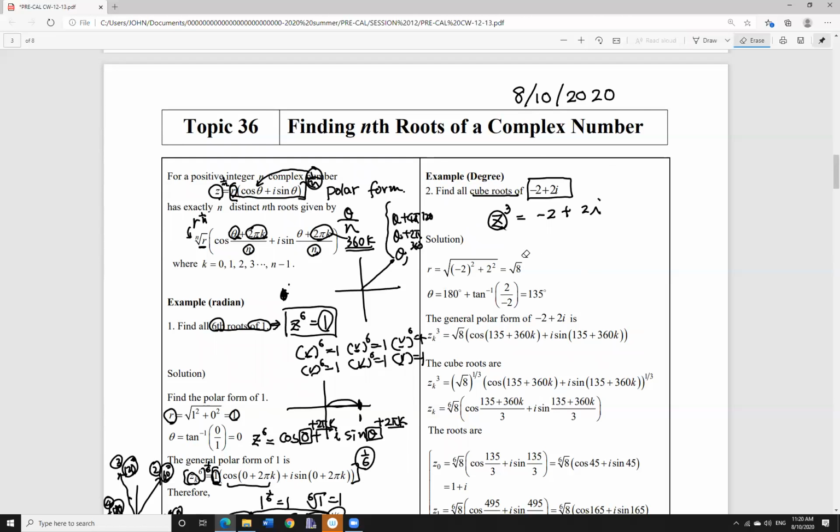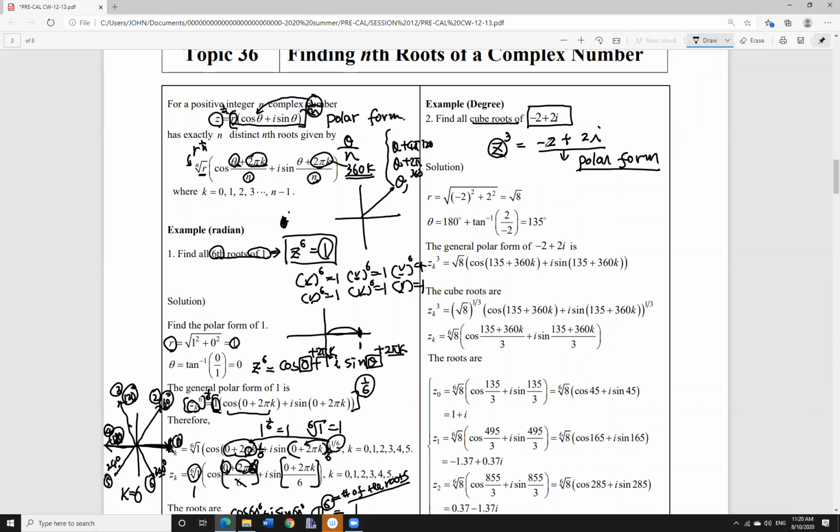Now we're going to find the roots. There will be 3 roots, right? We have 3 values. So to use De Moivre's theorem, we need to express this in what? Polar form, isn't it? Without polar form, we cannot use the theorem. We always need a polar form.